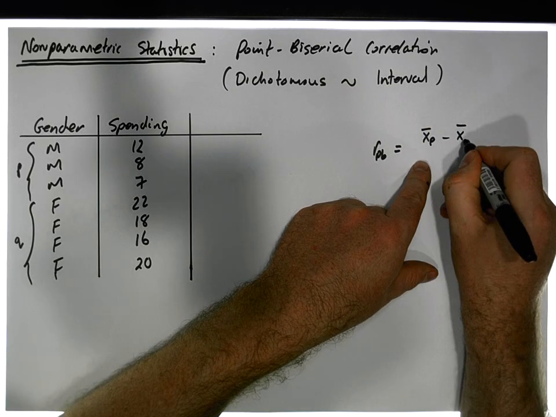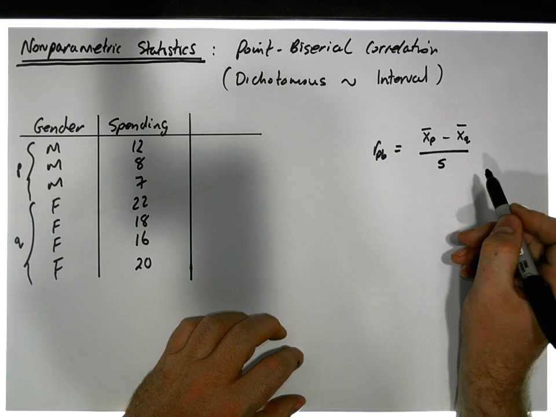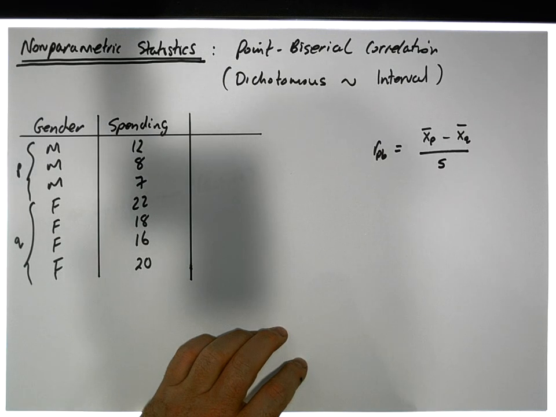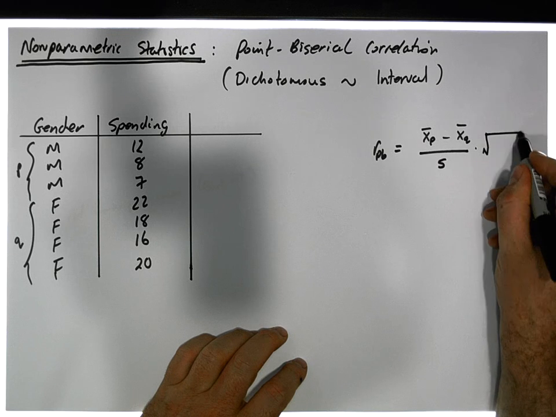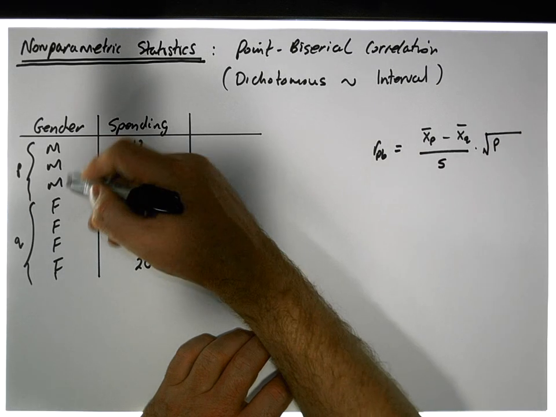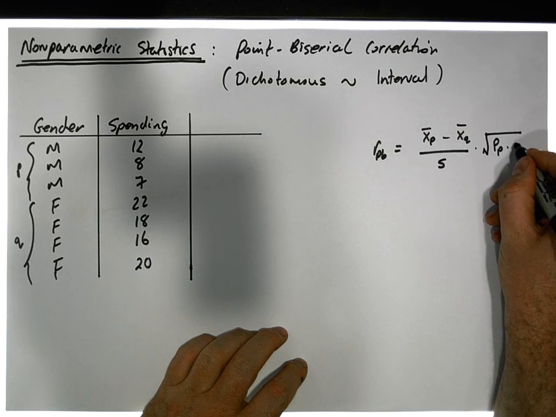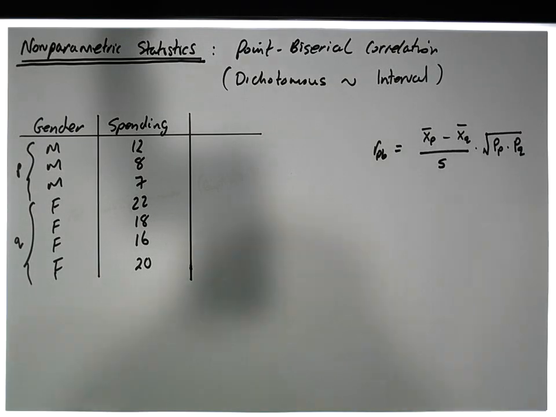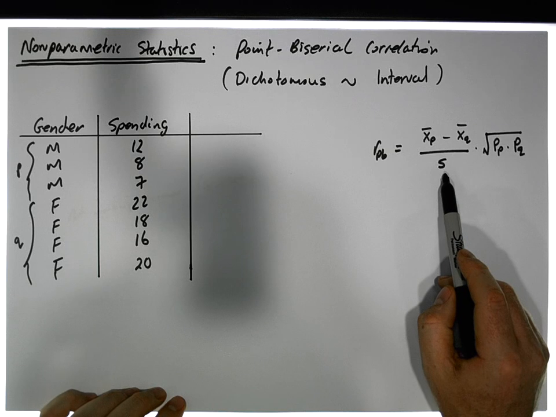the average on the interval ratio variable for the second group, divided by the standard deviation for the whole interval variable, and that's multiplied by the square root of the proportion of observations in the first group, proportion P, times the proportion of observations in the second group. So it's actually quite straightforward to calculate. We're just calculating three mean values and a standard deviation.